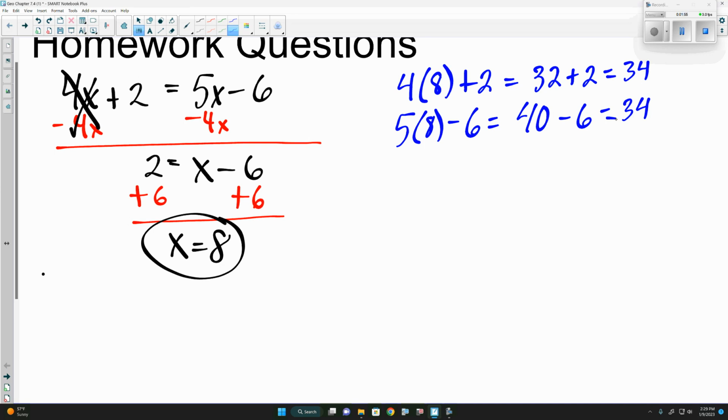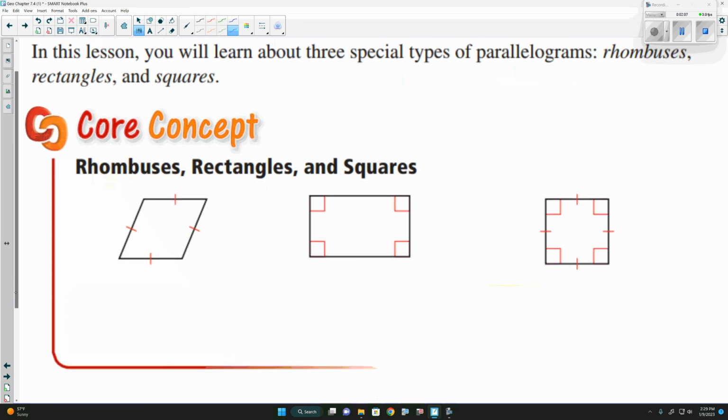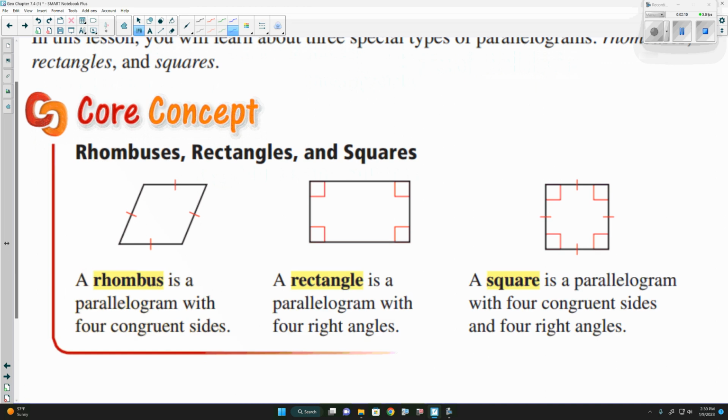What we're doing today is using properties of special parallelograms. In this lesson, you'll learn about 3 special types of parallelograms: rhombus, rectangle, and square. It is going to be considered a rhombus if we have 4 congruent sides. We classify a rhombus as a quadrilateral or parallelogram with 4 congruent sides. A rectangle is a parallelogram with 4 right angles. And a square is a parallelogram with 4 congruent sides and 4 right angles.